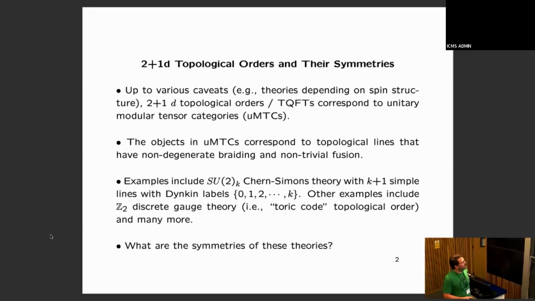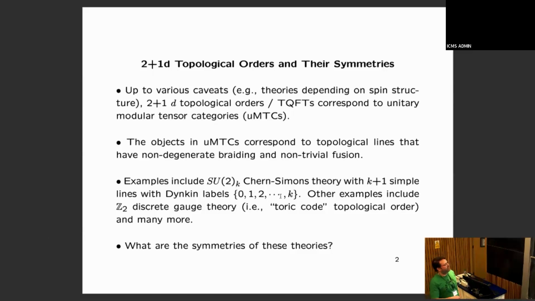And in this context, the objects in the unitary modular tensor category correspond to topological lines that have non-degenerate braiding and some non-trivial fusion. So because I'm going to have difficulty making very general statements, I'm going to have a lot of examples in this talk. And so just to get us on the same page, as an example of a UMTC, we can consider SU2 at level K Chern-Simons theory, which has K+1 simple lines with Dynkin label 0 up to K. Okay? And there are many other examples.